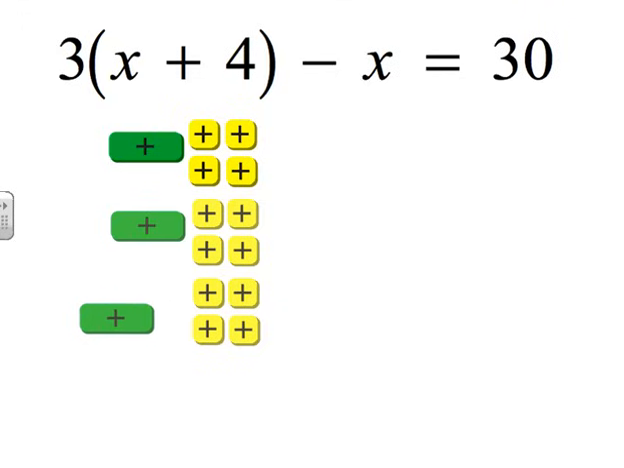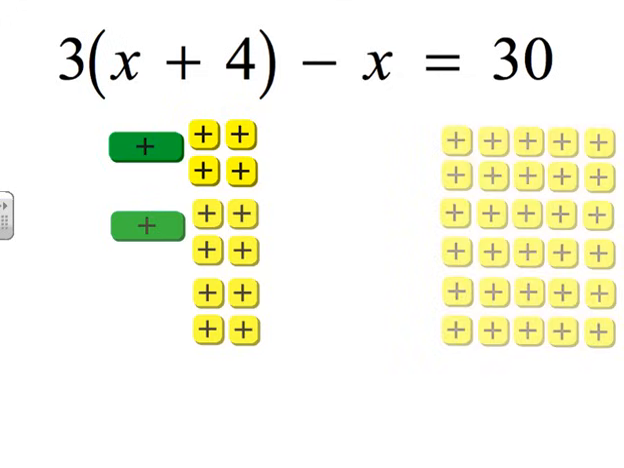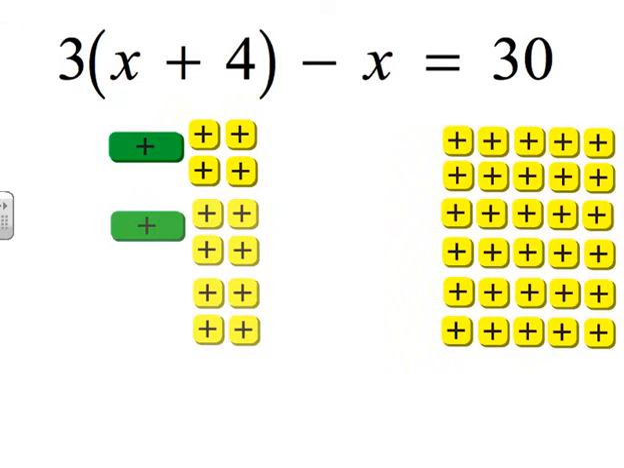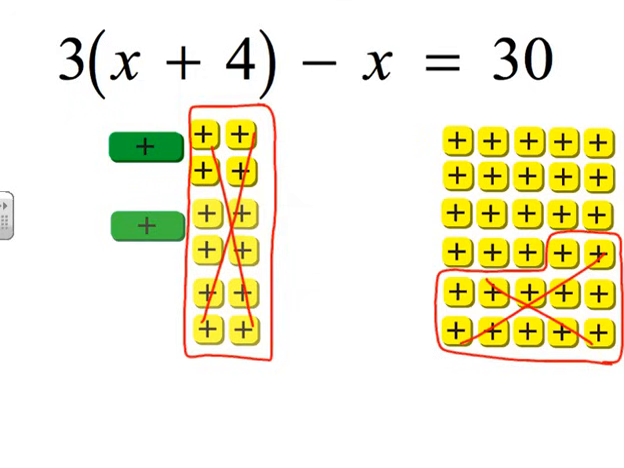Alright, 3 groups of x plus 4 minus x. So I'm going to take this x right here and get rid of it. Then on the other side of the equation, I have 30 tiles. So my new equation is 2x plus 12 equals 30. From there, I'm going to take these 12 and cancel them out. That means I need to cancel out 12 on the other side. Those 12, I'm going to get rid of them.